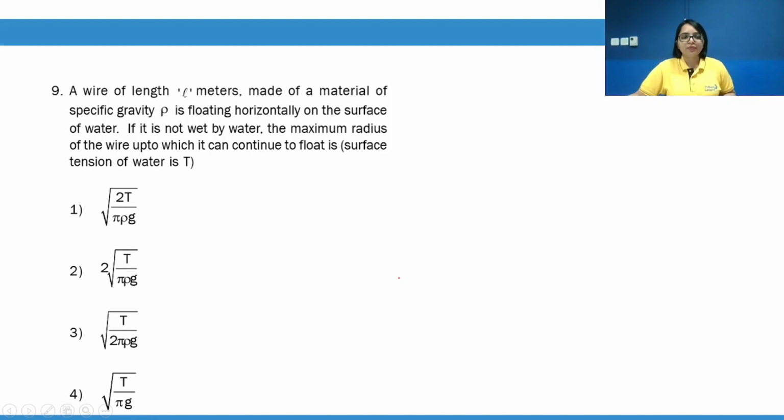A wire of length L meters made of a material of specific gravity rho is floating horizontally on the surface of water. If it is not wet by water, the maximum radius of the wire up to which it can continue to float is. So basically it is floating, so net force on it should be 0. Surface tension of the water is T. So T into 2L should be mg, right? m is density into volume. So rho is the density, volume will be pi r square into L, into g.